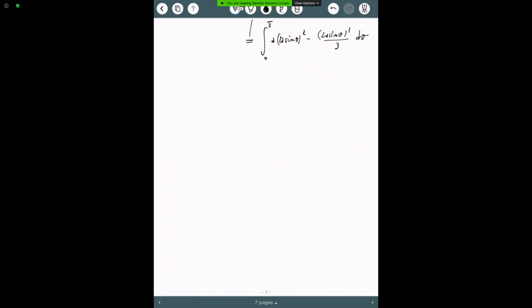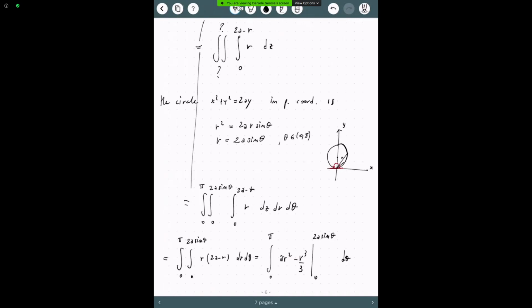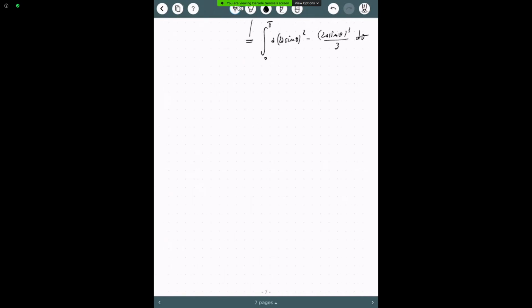This should be right, let me double check one more time. Yes, looks correct. So we can split the integration. Here we have 4 times a to the 3 sine squared theta d theta, minus 8 divided by 3 a to the 3 times sine to the power of 3 theta d theta.